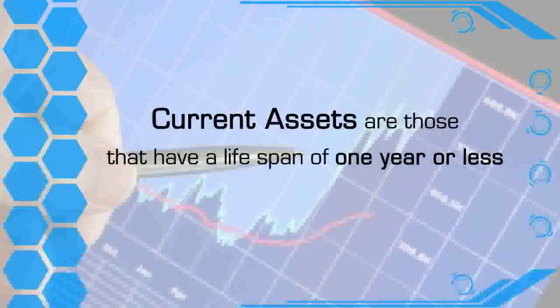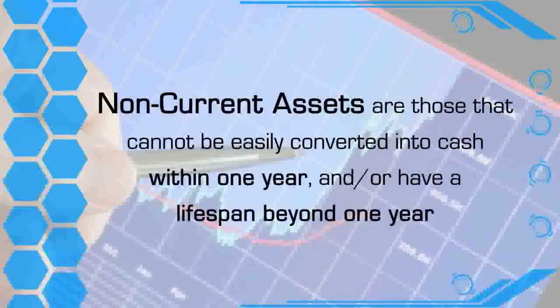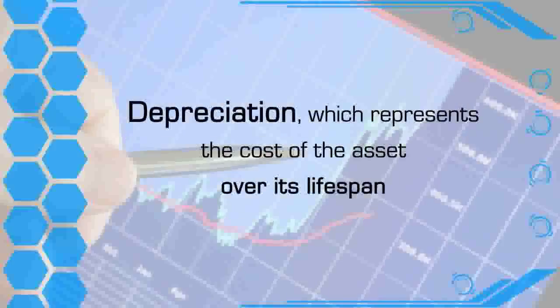Inventory at a manufacturing company consists of raw materials, while inventory carried by a retail company is the goods it has purchased for resale. Non-current assets are those that cannot be easily converted into cash within 1 year, and/or have a lifespan beyond 1 year. Examples include machinery, office machines, buildings, and land. Other examples include intangible assets, such as goodwill and patents. While intangible, they are valuable assets to the company, such as the inherent value of a well-known and trusted brand name. Non-current assets are reduced by depreciation, which represents the cost of the asset over its lifespan.